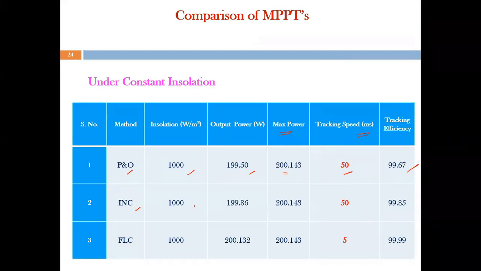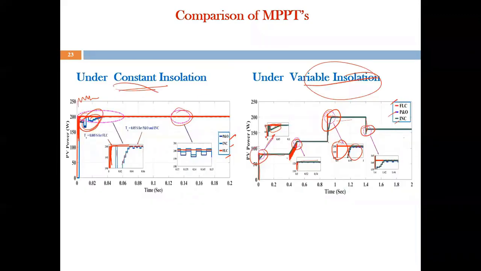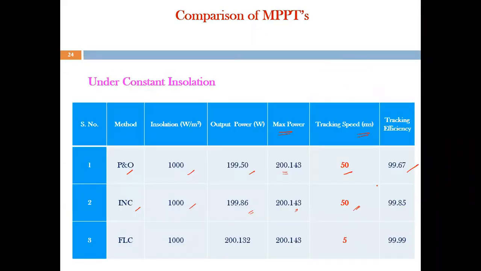With incremental conductance, same 1000 watt per meter square, that uniform irradiance condition, we have got 199.86, and the maximum power is 200.143. Tracking speed is 50 milliseconds, and I am talking about the tracking speed and efficiency under constant insolation. The efficiency is 90.85, whereas with FLC the output power is 200.132, approximately equal to 200.14.